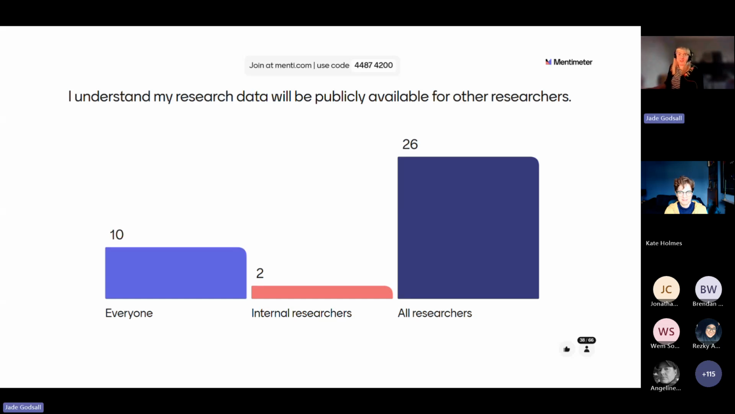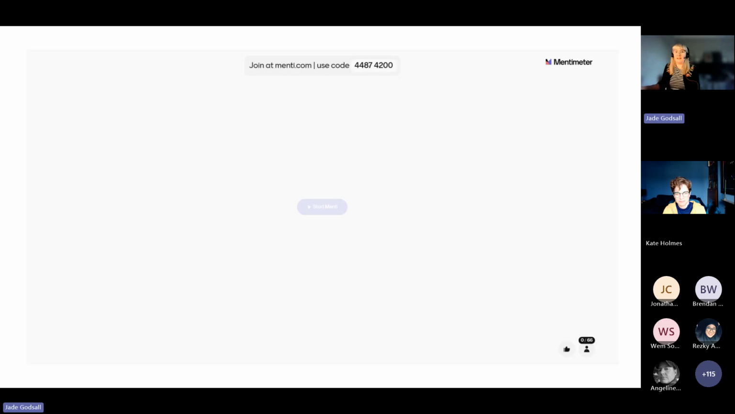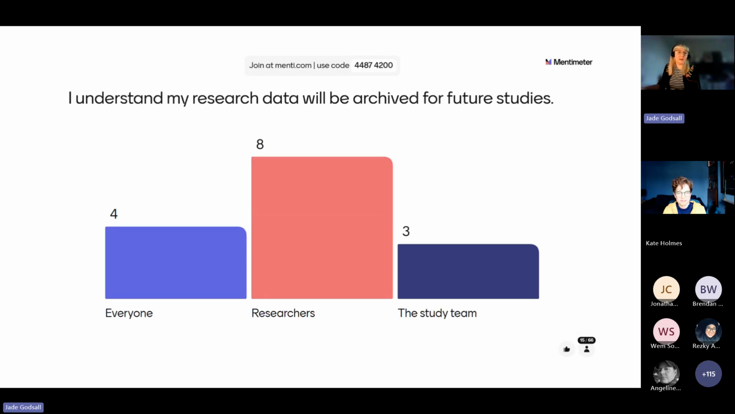So yeah, I was mean because really you don't know. Research data can't be publicly available and also available to a specific group. So it's either or. It's either publicly available or it can be available to researchers. If it's going to be made open, you can't then restrict who has access to it. And the next question: I understand my research data will be archived for future studies. Again, coming back to that term archive that we had earlier. So who has access? Everyone, researchers, study team. Most people think researchers.